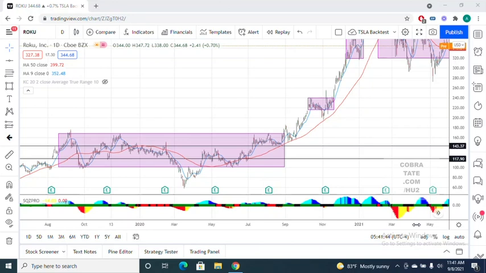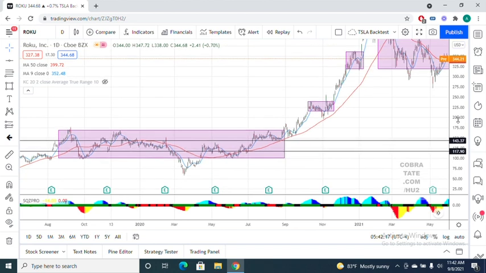All right, welcome back to the second lesson of the box system. In this lesson, we will discuss indicators and the different types of boxes you can expect to see in the markets. Let's continue with the example we picked up in the first video of Roku. And as I mentioned, it was a beautiful trend that developed in 2020, and it had all kinds of boxes that I would like to show. So let's start with it.